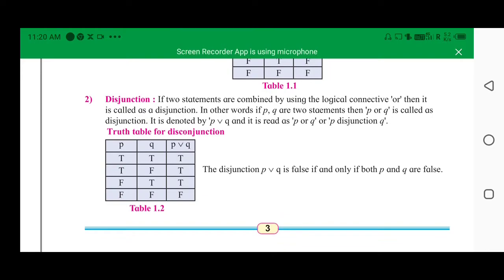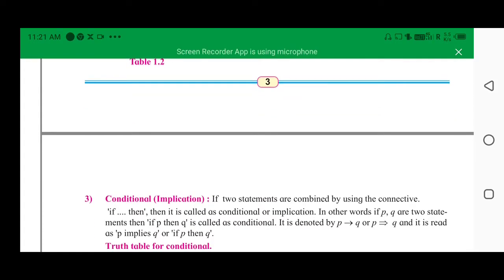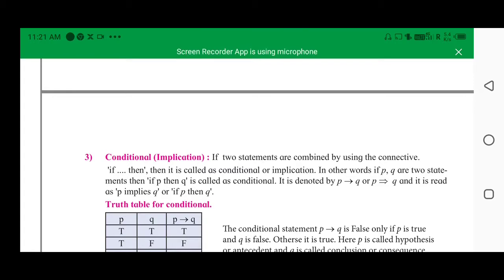Truth table. For disjunction we have the option that either one sentence is true or both are true. In the table you can see that if both the statements are false, that means in the last row, F F is F. If both the statements are false, then the whole statement is false, otherwise it is true. That is, T T is T, T F is T, F T is T, F F is F. Here we have to remember that if both the statements are false, then the statement is false, otherwise it is true.